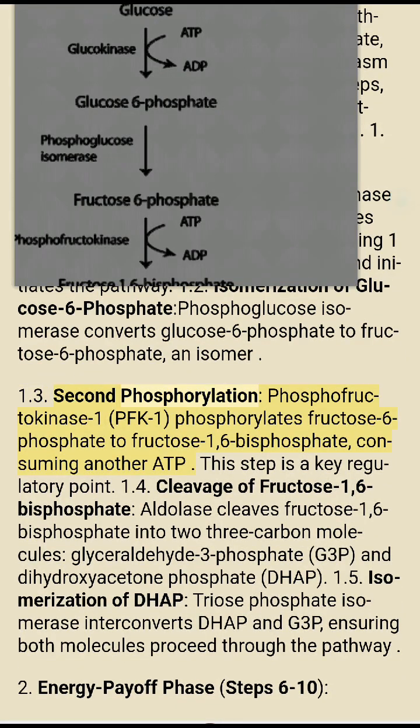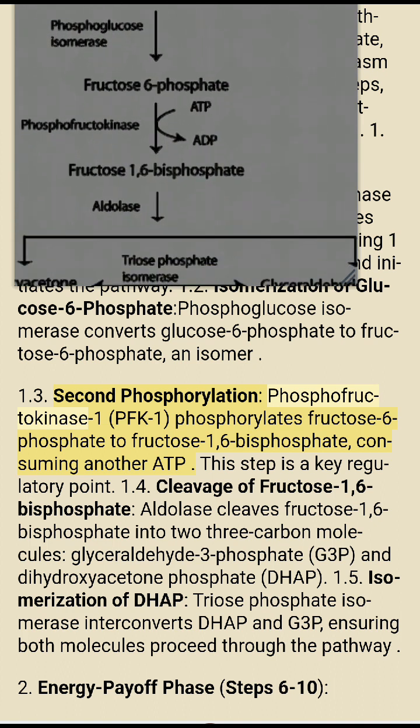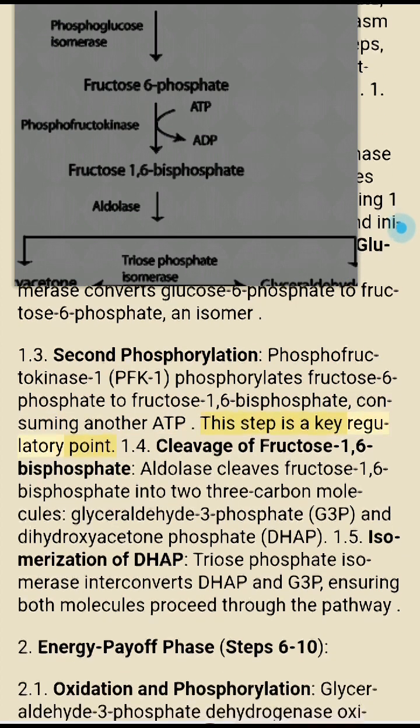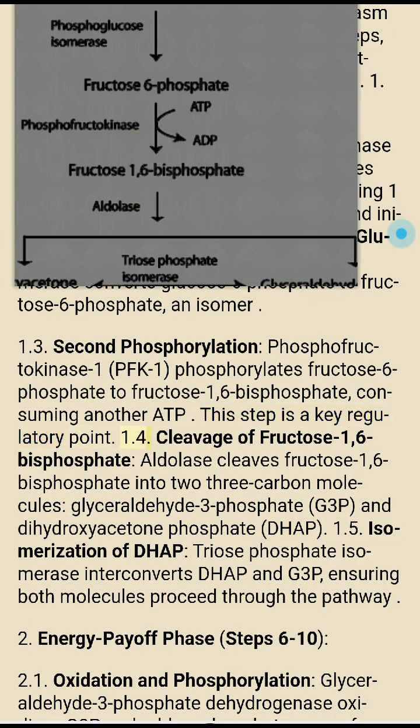1.3. Second phosphorylation. Phosphofructokinase-1, PFK1, phosphorylates fructose 6-phosphate to fructose-1,6-bisphosphate, consuming another ATP. This step is a key regulatory point.